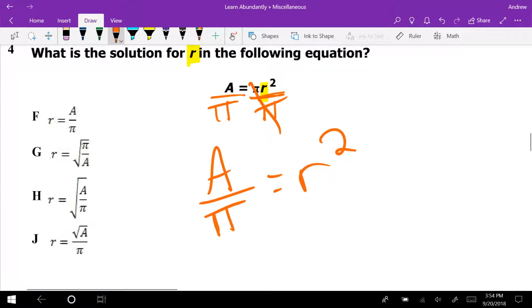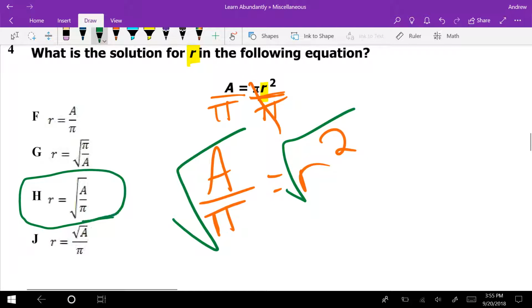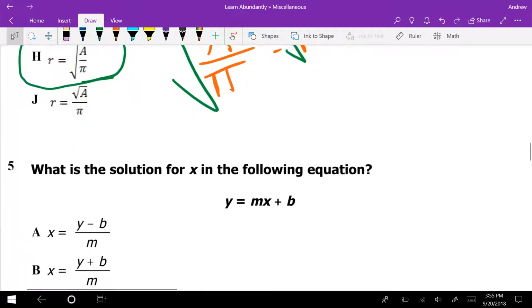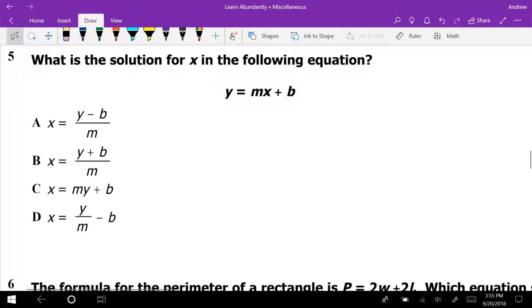Now I got to get the r by itself. And how do we undo a square? We do the square root. So we're going to do the opposite, which is square root. So if I square root both sides, now I can tell that my answer jumps right out at me. It's the one with the square root of a over pi. Cool? Number 5. What is the solution for x?